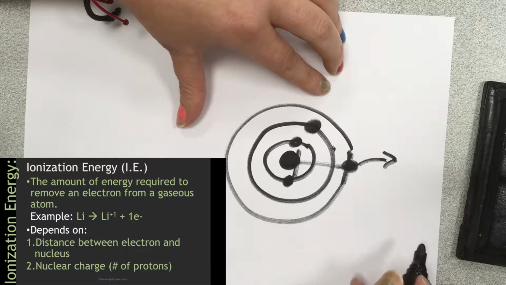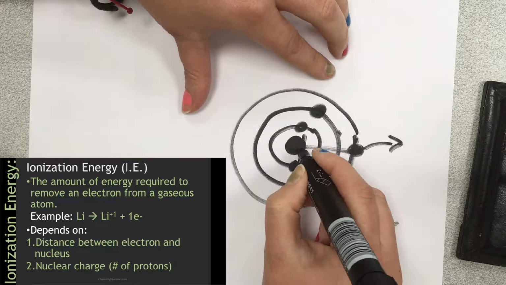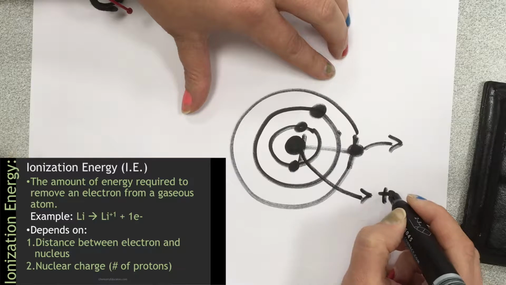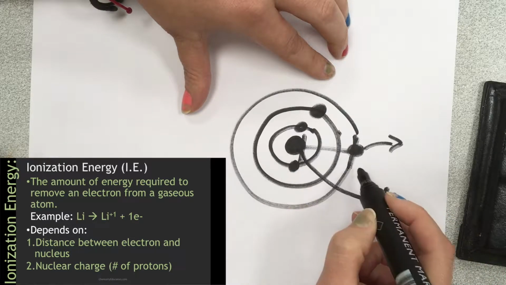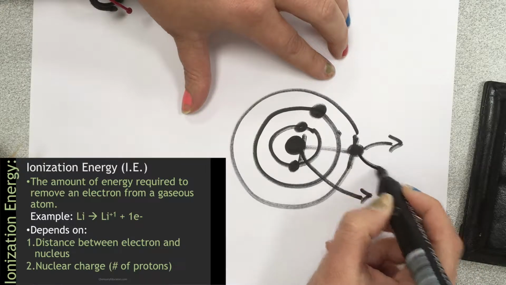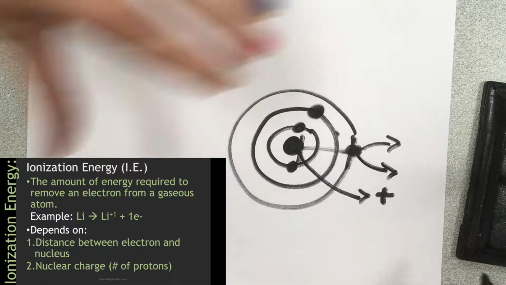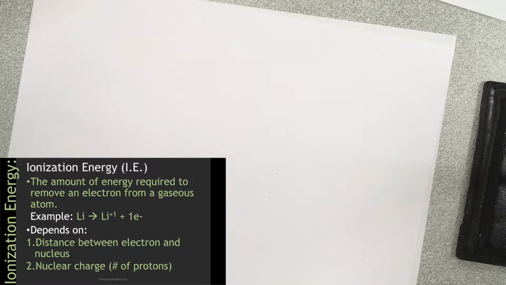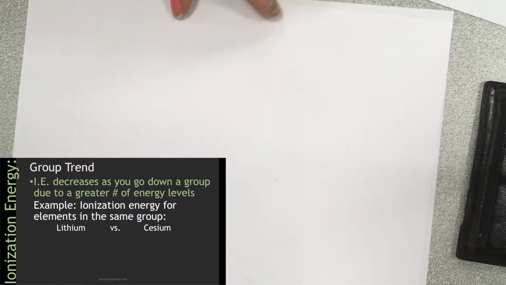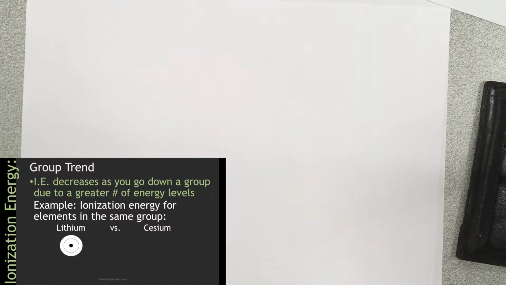Okay, and the nuclear charge. Remember, the nucleus is a positive charge, and so the more protons the nucleus has, the more difficult it is going to be to take this out as well. Okay, so moving on, we have trends.